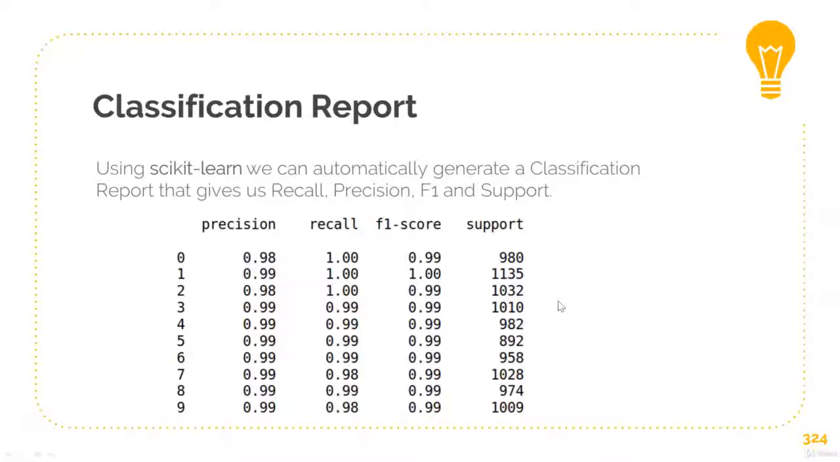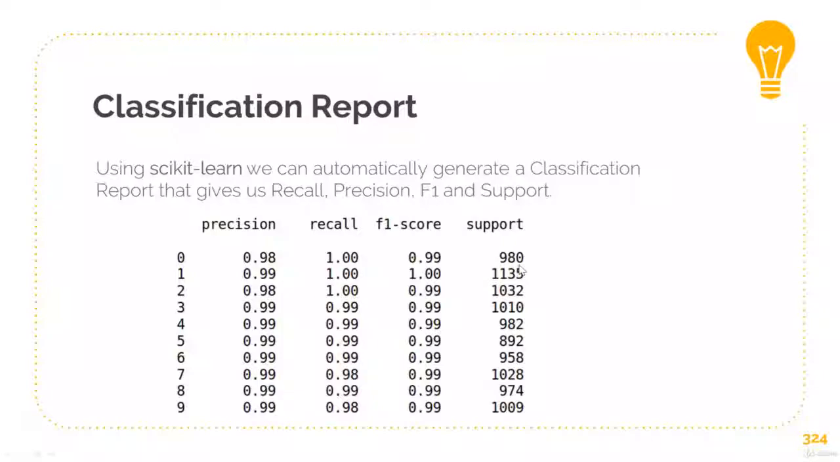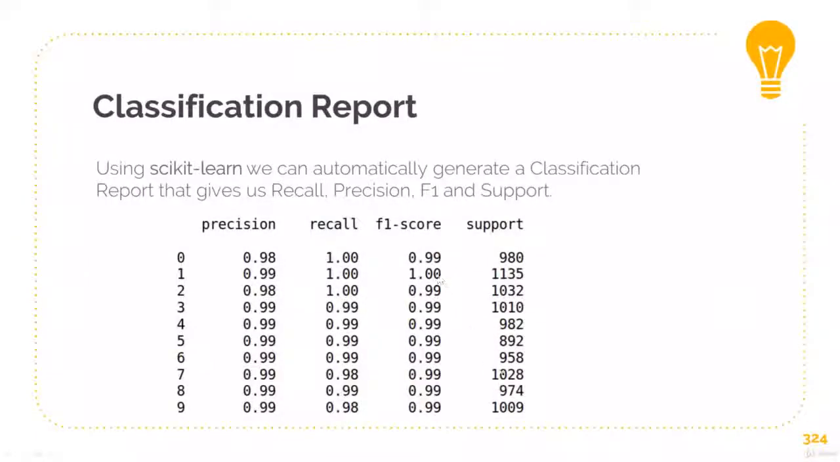It's actually quite easy. Support is basically, you see the numbers here, 1028. Go back to it here. 1028 is basically true positives plus false negatives. So support just gives us that sum here in the column. If you look at column 0, let's go back to it, column 0 would be everything in this row added up. So this is 977 plus 1 plus 2 plus 3, 980. And that gives us our support here.